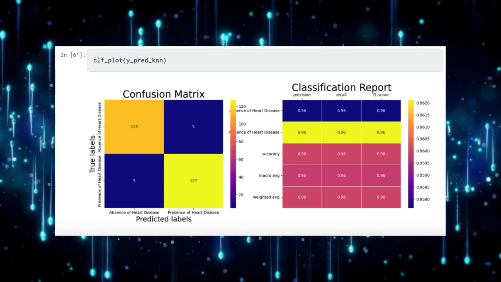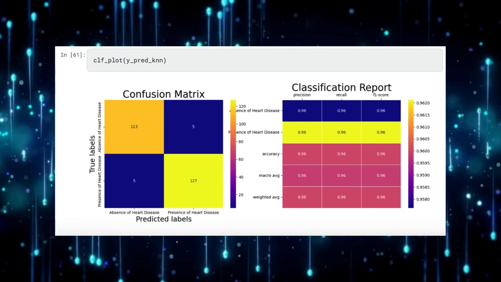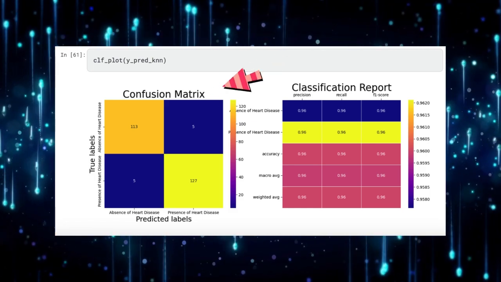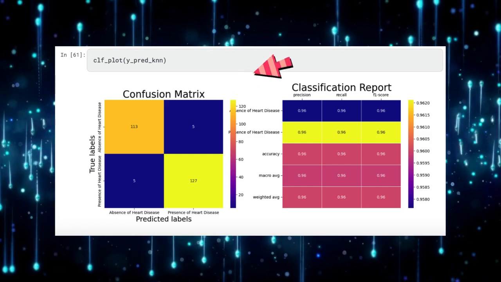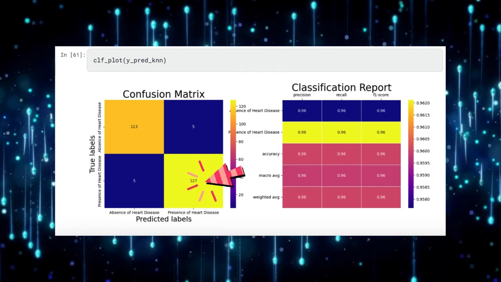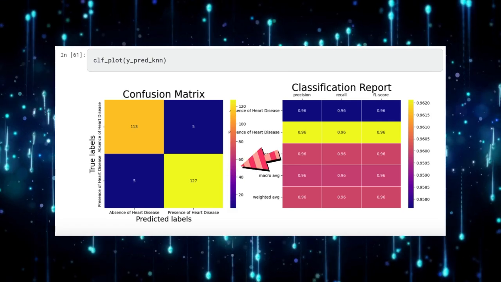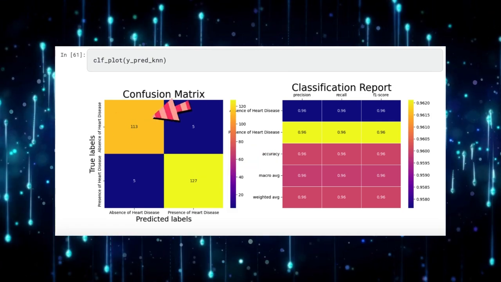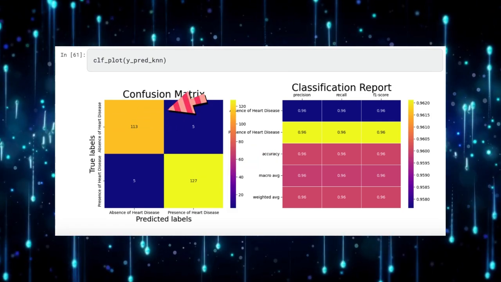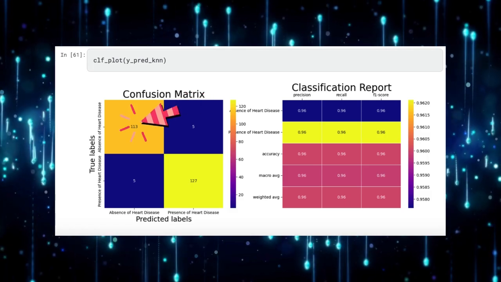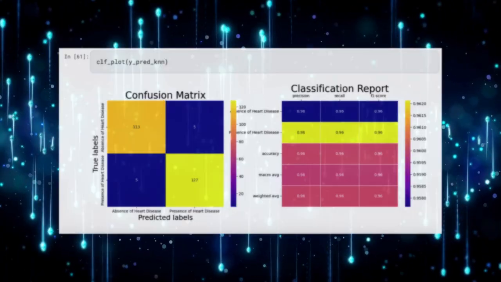Now, let's take a look at the performance of our k-nearest neighbors model. Confusion matrix for KNN. True positive, bottom right: 127 cases were correctly predicted as presence of heart disease. True negative, top left: 113 cases were correctly identified as absence of heart disease.